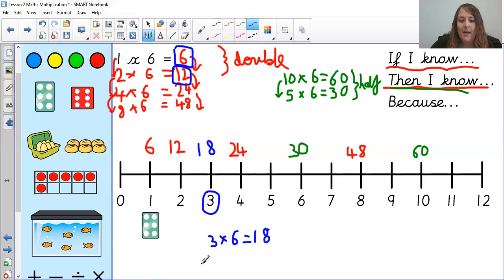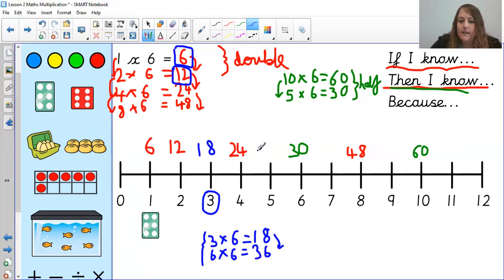Now I can be really clever again. If I know 3 times 6, I can work out what 6 times 6 is going to be. And again, I'm using that if I know, then I know, because I can double these answers. Now, double 18 is a little bit trickier, but if I double 8, I get 16. So I'll have my 6 in my ones column. And if I double 10, I get 20. But remember, we've got that extra one. So it would be 36.